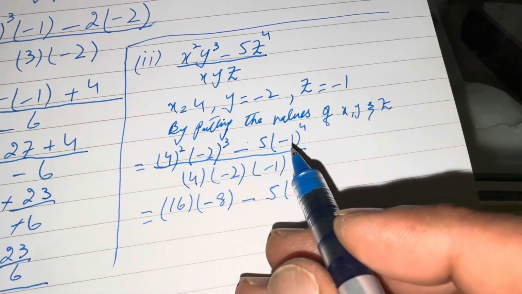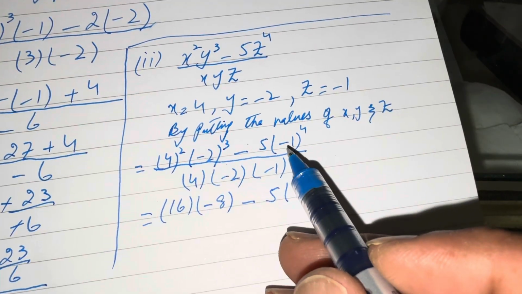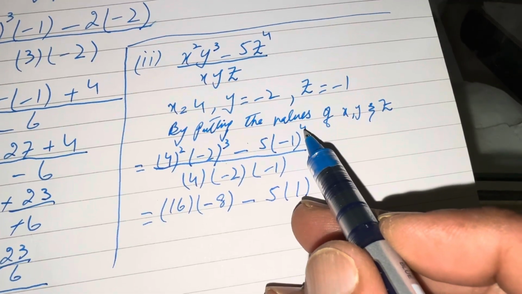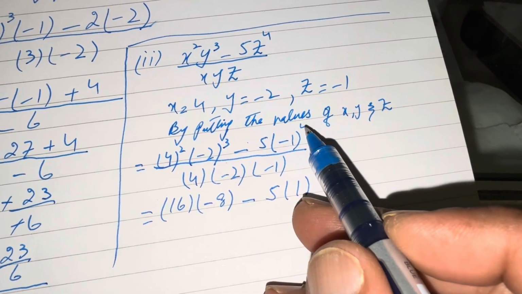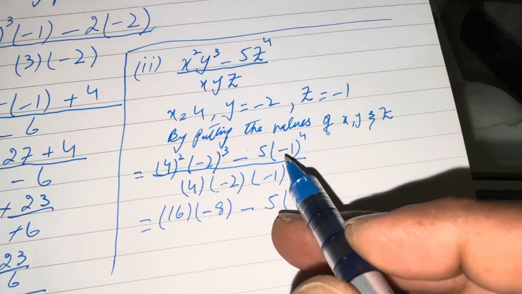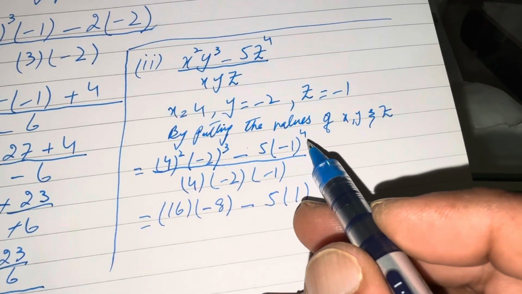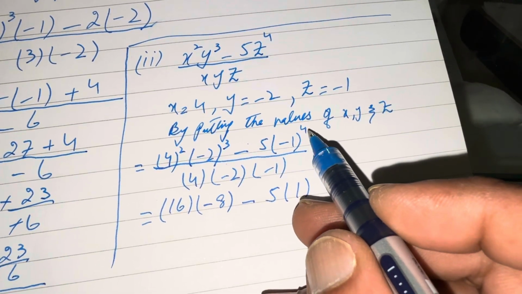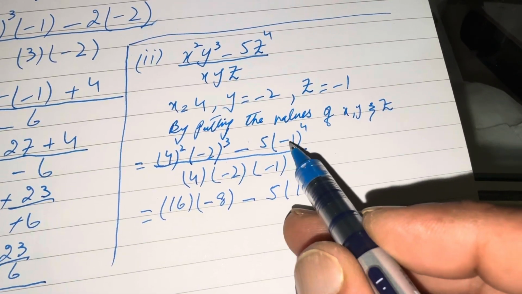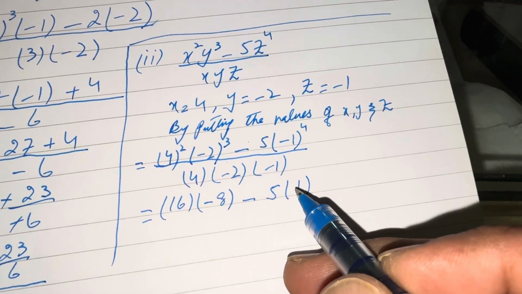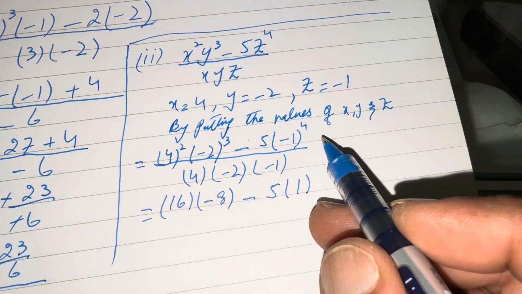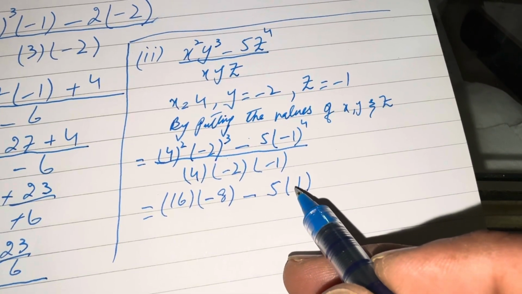But the simple rule, you can say that any negative number with an even power, that will become plus, the minus will become in plus sign or positive sign. So minus 1 raised to power 4 means that minus is multiplied by 4 times, so that will become plus 1.